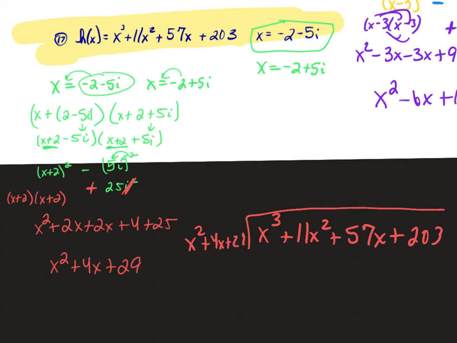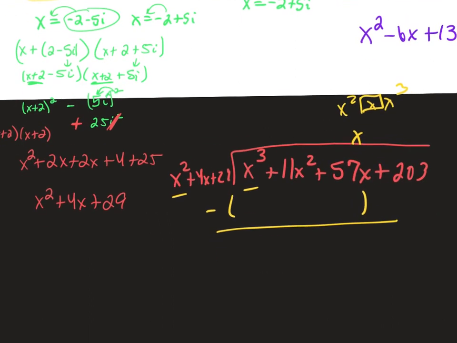And again, when we do this, guys, you should get something nice and pretty. So x squared into x cubed. X squared times what gives me x cubed? I get x. So get your subtraction ready before you multiply. So we have x times x squared is x cubed. X times 4x is plus 4x squared. And x times 29 is plus 29x. So before we subtract, we're going to distribute my negative all the way through. So I have 57x minus 29x.